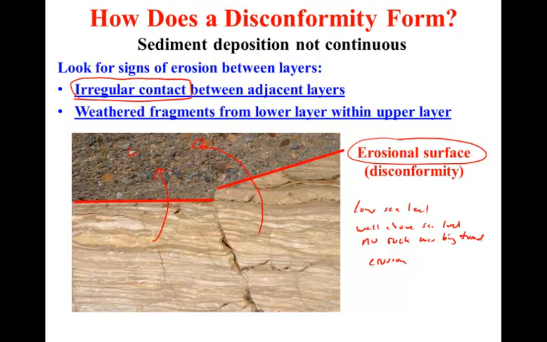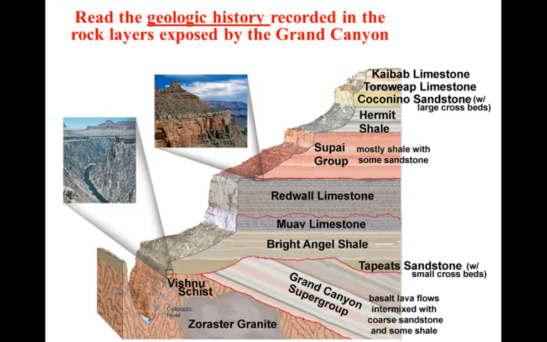So looking for signs of a disconformity requires close inspection of the contact between sedimentary rock layers and the nature of that contact. Is it flat, in which case deposition was continuous, or is it irregular, in which case there's a period of missing time here? Let's sum up what we've learned so far.